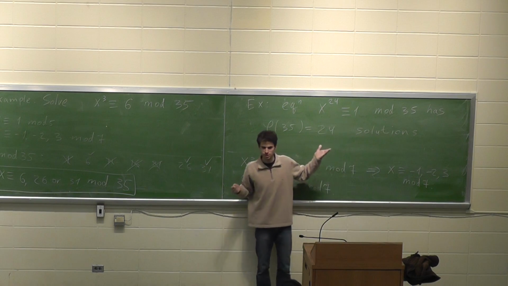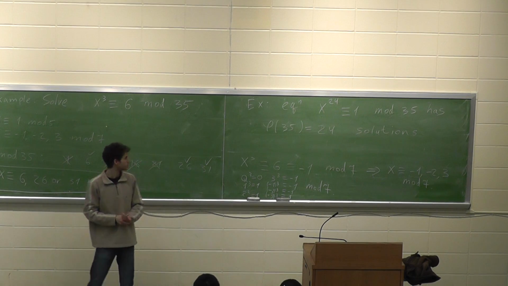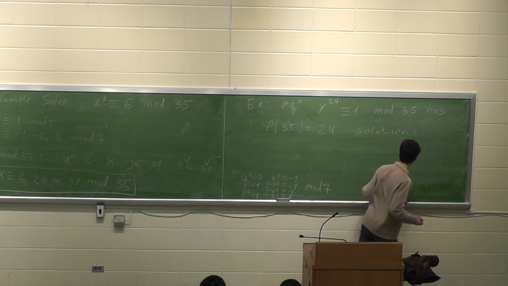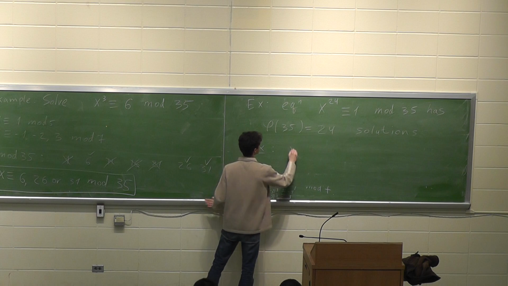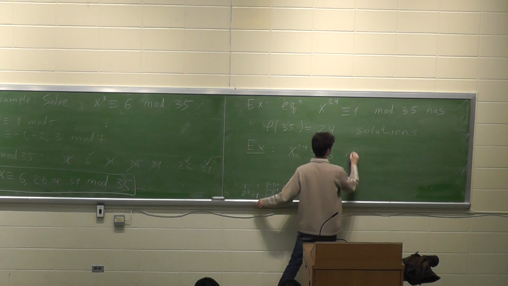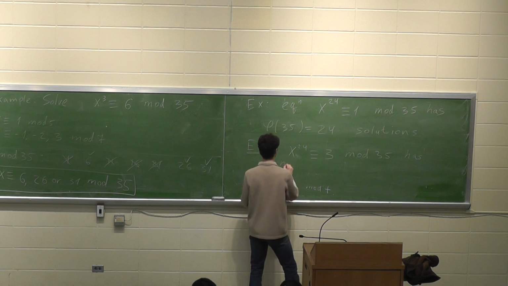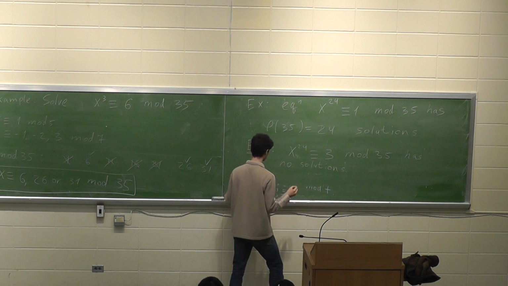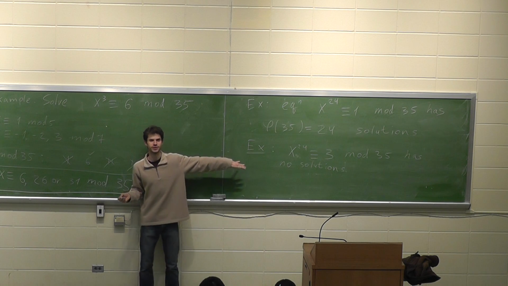So you see, such an equation could have quite a lot of solutions. What happens if it doesn't have any solutions? Here's another example. x to the power 24 is congruent to 3 modulo 35. It has no solutions. So maybe somebody can explain this.